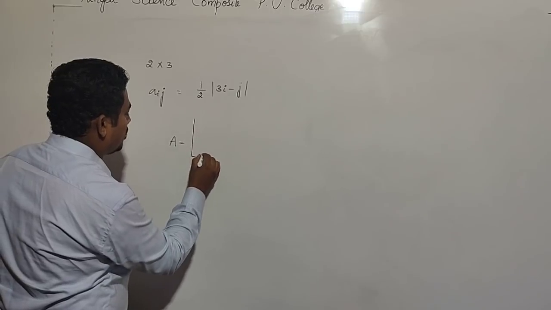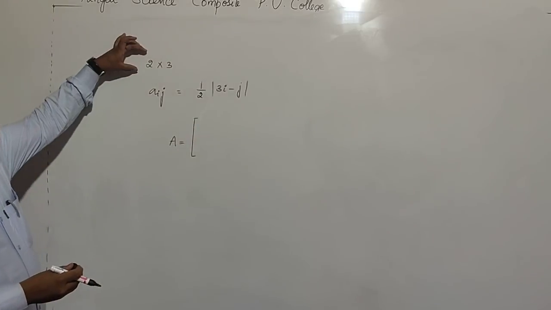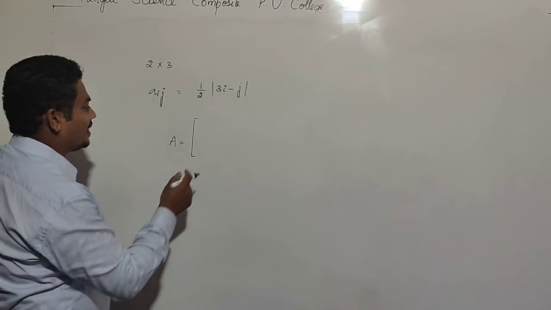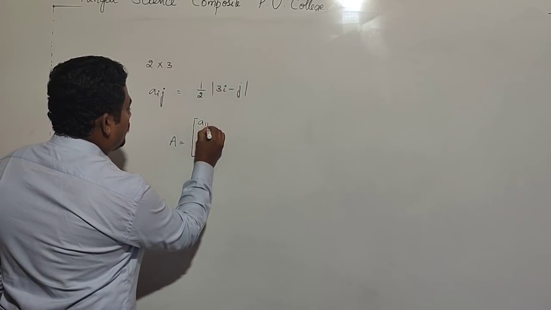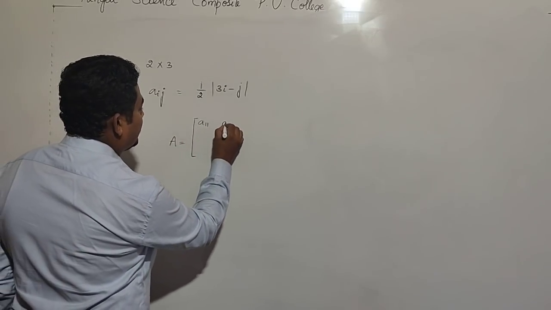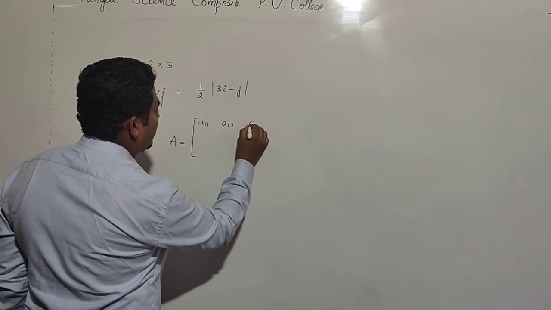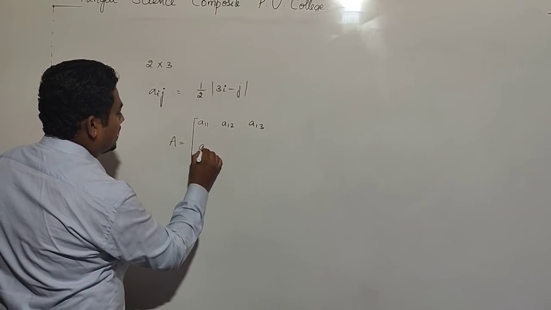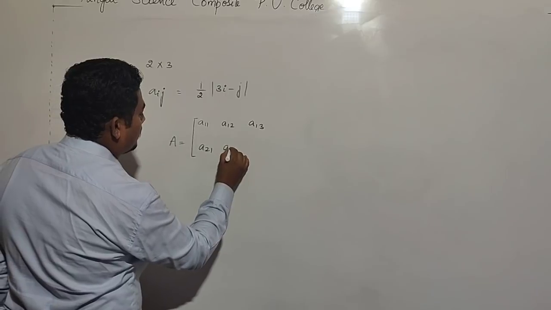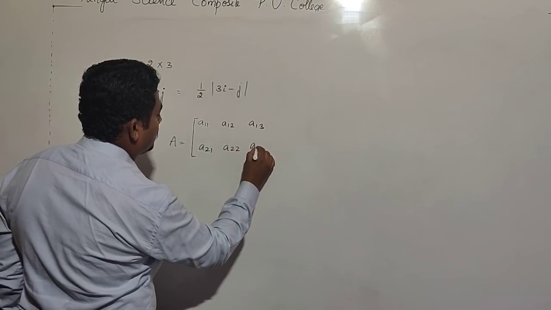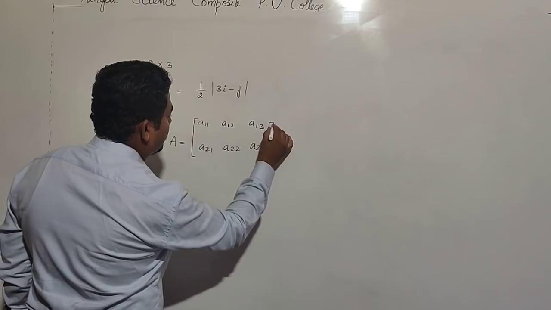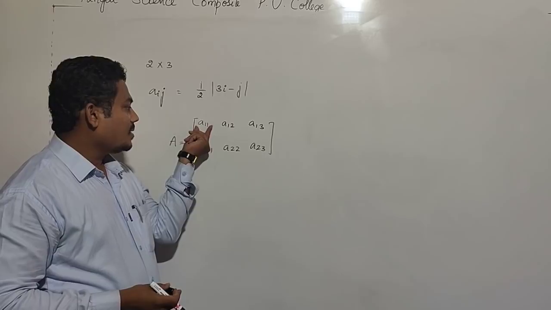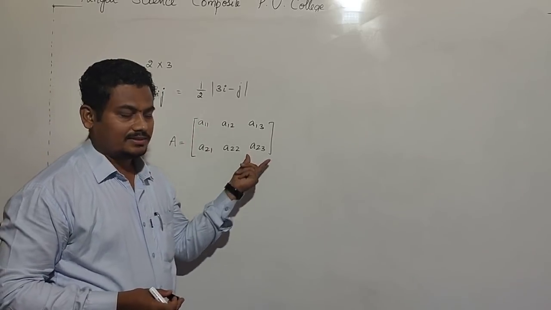Matrix A, 2 cross 3. Our required matrix consists of 2 rows and 3 columns. Write such a matrix: A11, A12, A13. Second row elements: A21, A22, A23. After this, write all the values from A11 to A23.